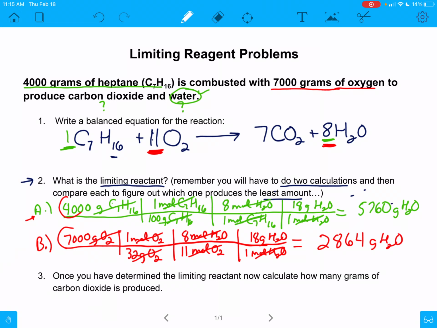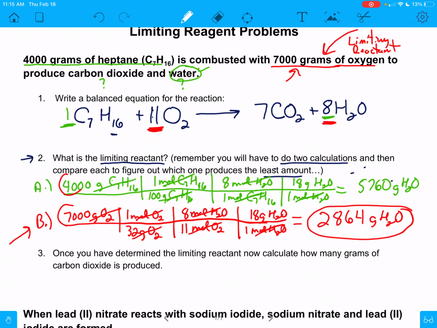Okay, so which one is going to produce the least amount? So clearly that's not the limiting factor. The limiting factor is this guy right here, because this amount is smaller than the 5,760 grams of H2O that was formed from part A. So what is our limiting reagent? The limiting reagent is going to be this stuff right here. This is the limiting reactant, which is 7,000 grams of oxygen. That's the limiter. Okay, so now let's go on to number 3 here.